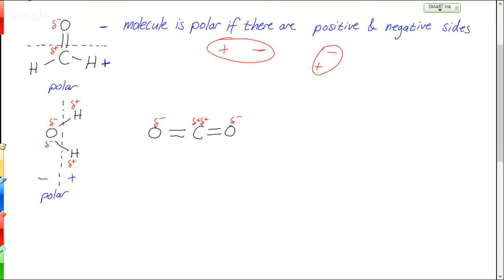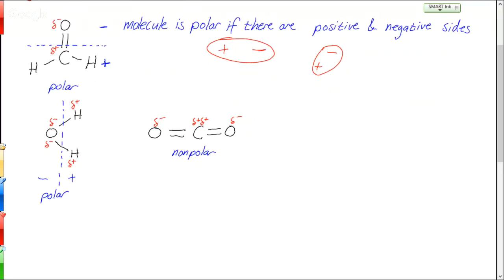But that's not something where you can draw a line and say we've got positive on this side and negative on this side. So when you have this situation, even though there's polar bonds inside there, we would say that overall the molecule is not polar. So when you have these perfectly symmetric molecules where you have the same stuff all around something in the middle, those are not polar even if the individual bonds are polar themselves.